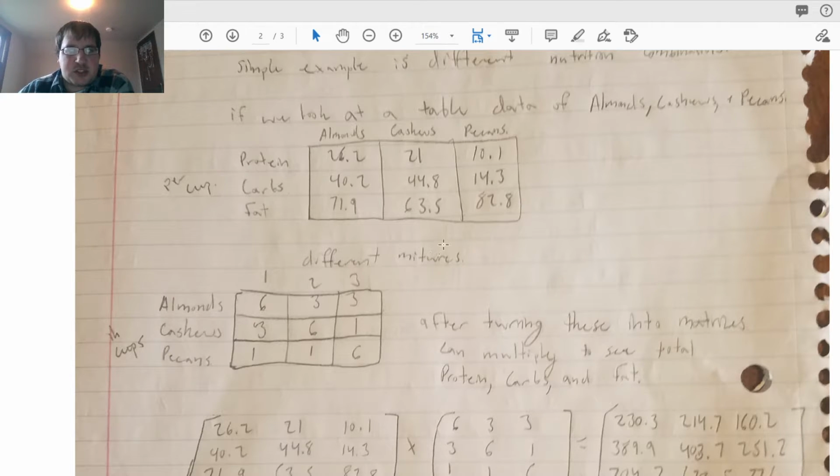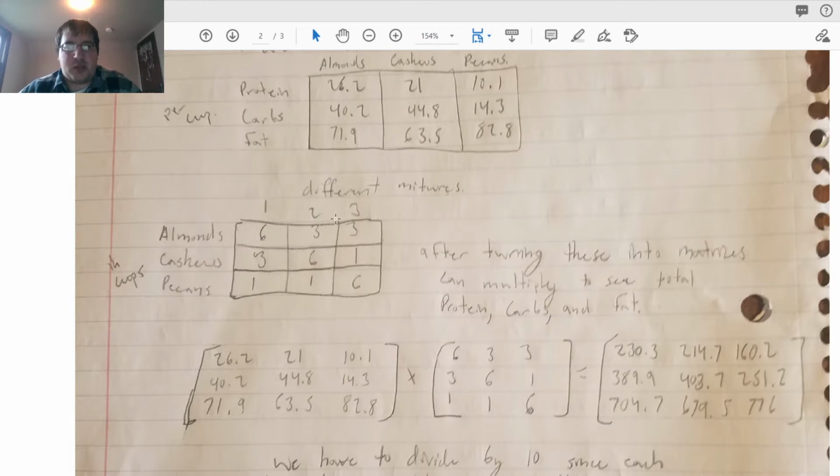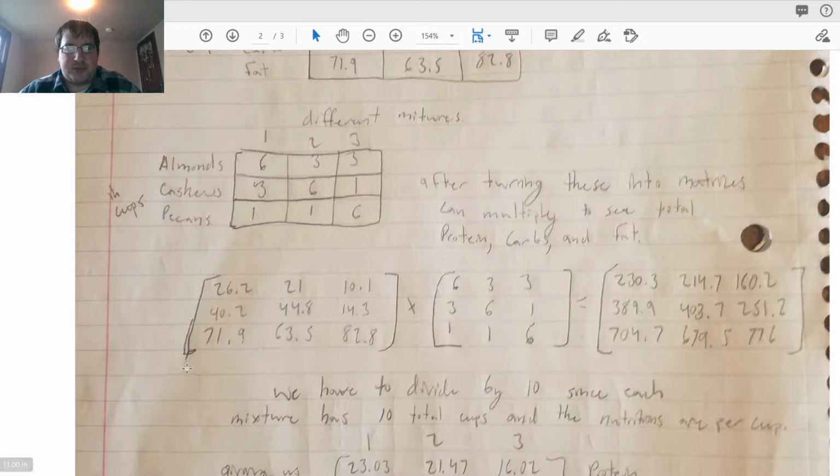If we have different mixtures, so like let's say like a trail mix, you want to find the best nutritional value. If we have these 3 different mixtures, so like this is mixture number 1 with 6 cups of almonds, 3 cups of cashews, and 1 cup of pecans. The second mixture with 3 cups of almonds, 6 cups of cashews, and 1 cup of pecans. And this third one with 3 cups of almonds, 1 cup of cashews, and 6 cups of pecans. We can use these tables and convert them into different matrices.